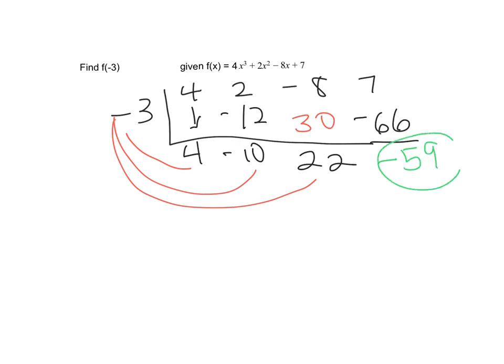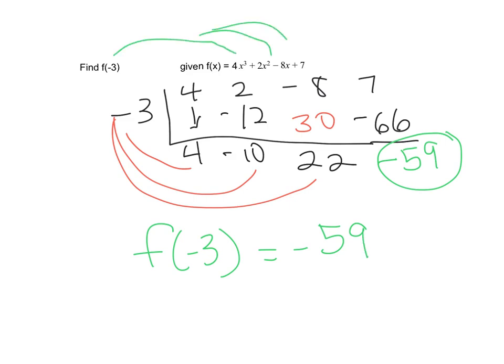Okay, so that is my actual answer. So I just found out that f of negative 3 is equal to negative 59. I could go and plug this into each of these x's, and I would get negative 59. All right, but I find that synthetic division, that's a use for synthetic division, and that's called the remainder theorem.